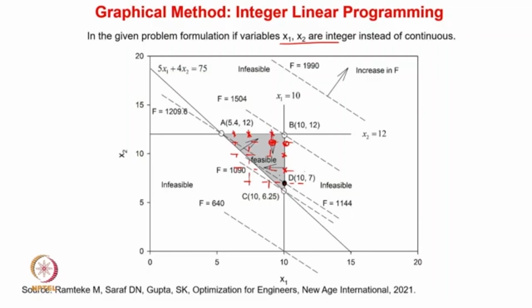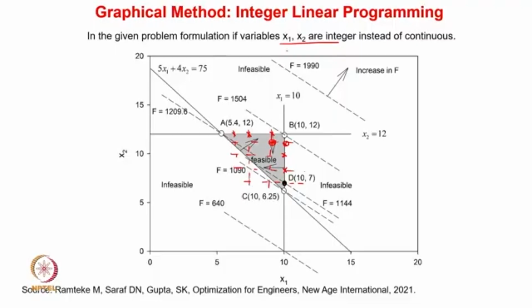In integer programming, you have to search a large number of solutions which are satisfying the integer requirement, and the number of such solutions increases exponentially when the size of the problem increases, and therefore integer linear programming becomes exponential time complex. So unlike linear programming, where you are only selecting the corner point, in integer linear programming you have to see all the solutions which are satisfying this integer requirement, and the number of these solutions increases exponentially with the size of the problem.